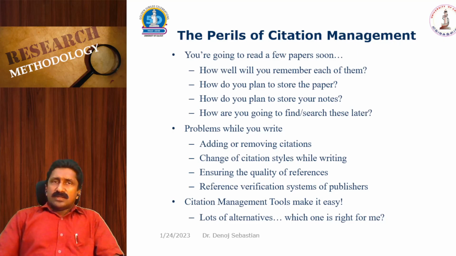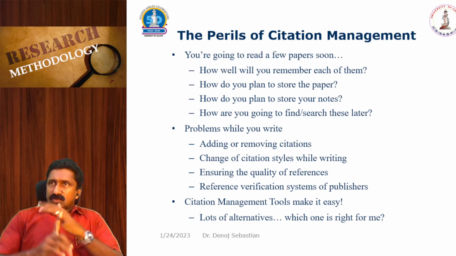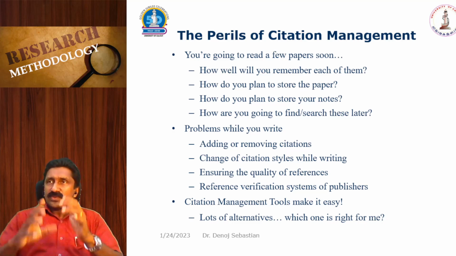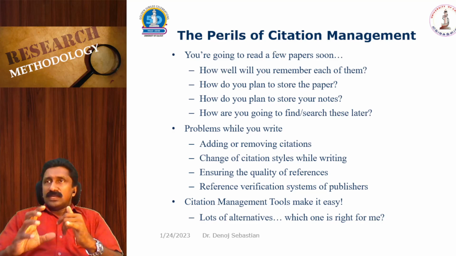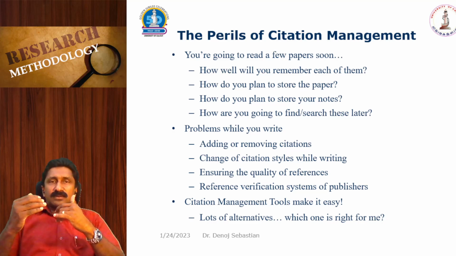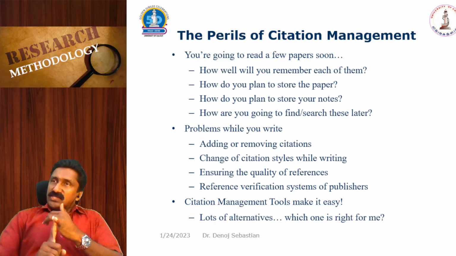Now, what are the problems with citation management? You are going to read a few papers. So now you have a hypothesis in your hand, or you have a topic in your hand where you are going to do research or write a paper. So usually you will read a lot in the related area, which is the prior art collection or the review of the literature. So how will you remember each of them?